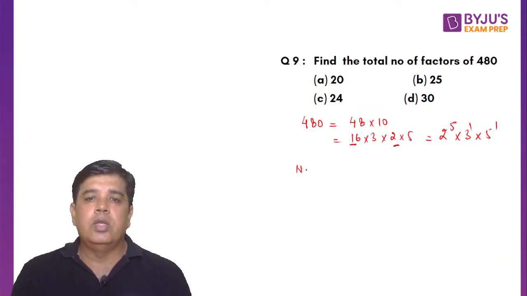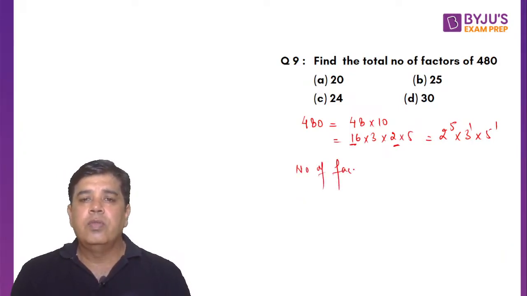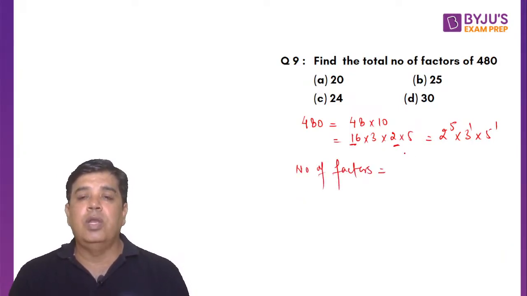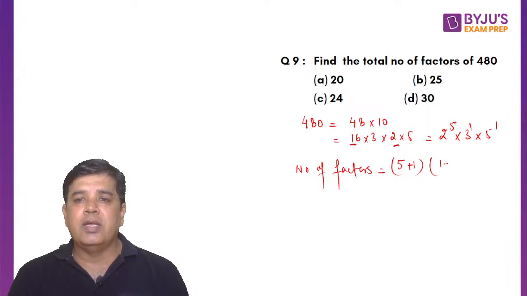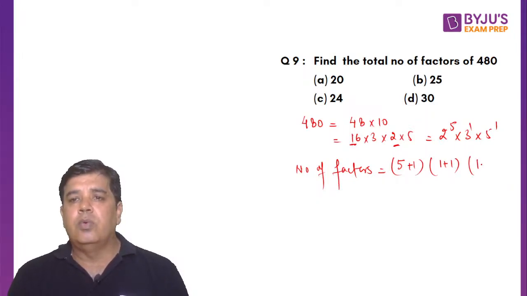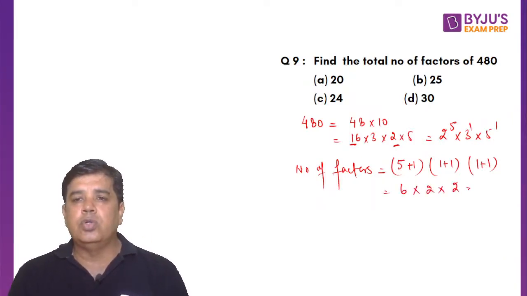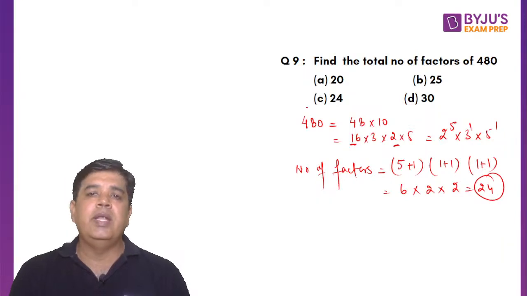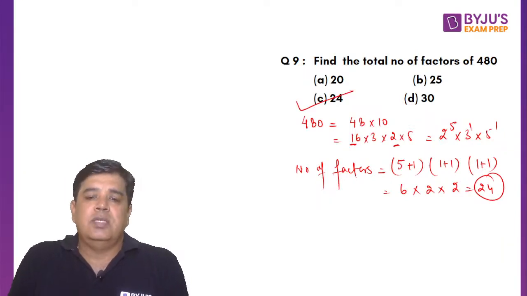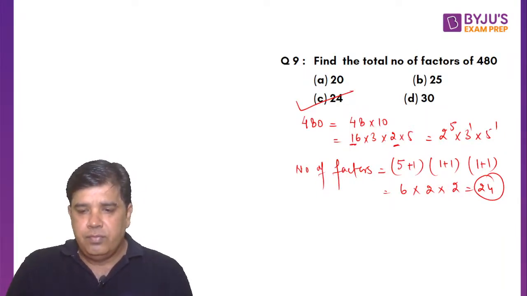Now, the total number of factors can be calculated by the rule. The rule is add 1 to the powers of prime factors. The prime factors are 2, 3, 5. So what are the powers? 5, 1, 1. Add 1 to the power and multiply them. 6 into 2, 12. 12 into 2, 24. So answer is C part, 24.